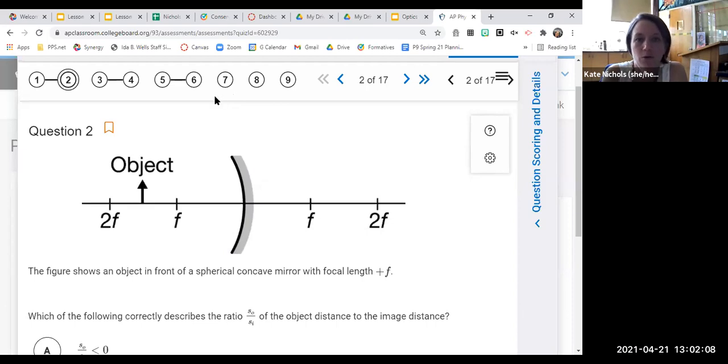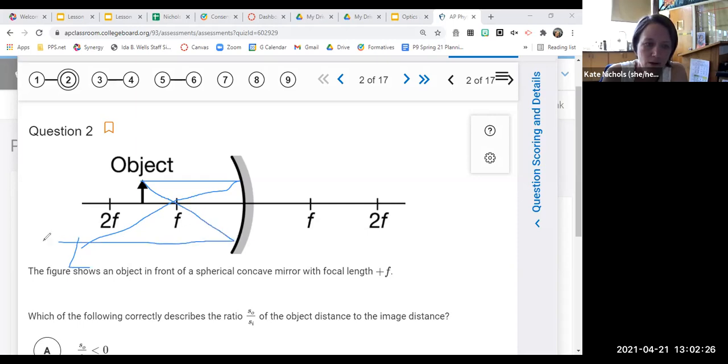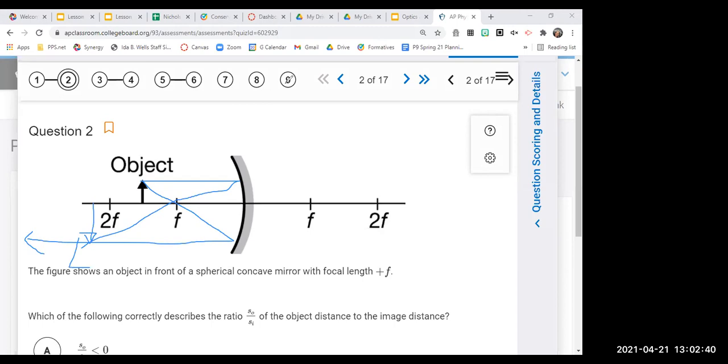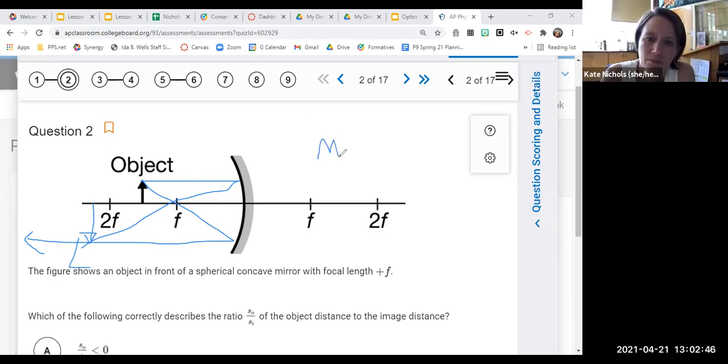Okay, so I would do a really quick ray tracing. I love ray tracing. So I would throw my ray number 1 in there, right? And ray number 2. Okay, so that's enough for me to see where this image is, right? And so it's really clear to me that the image is going to be, well, you tell me, how would you classify the image? I think it would be magnified, so it's bigger than the object, and also inverted.